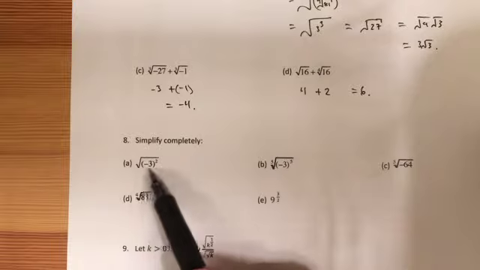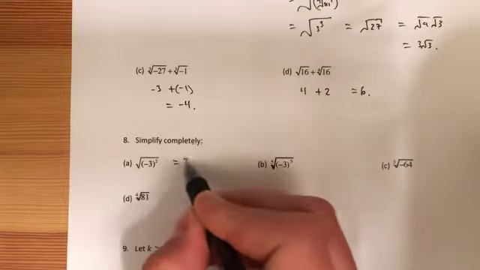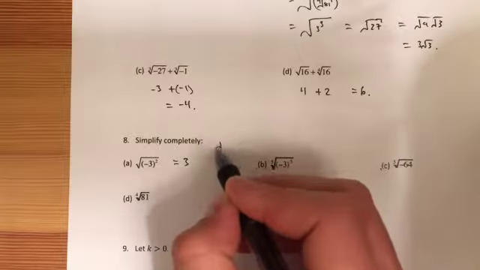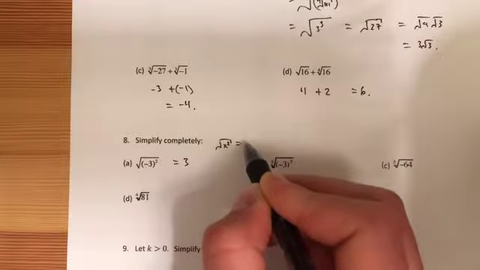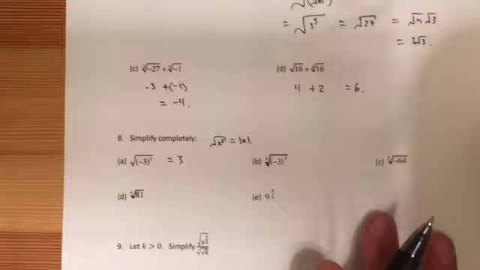Simplify completely. Square root of negative 3 squared. Negative 3 squared is 9. Square root of 9 is 3. That is proving that the square root of x squared is equal to the absolute value of x.